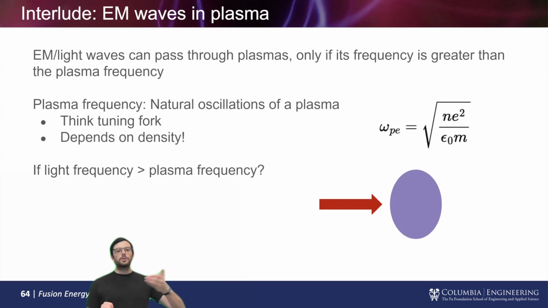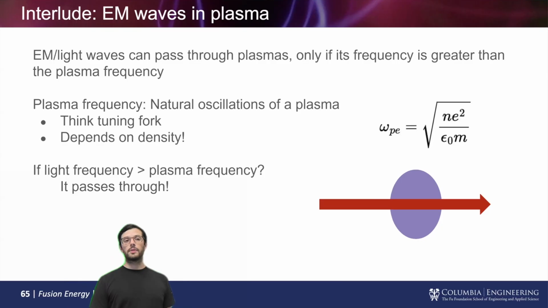So if the frequency of light is less than the plasma frequency, what do you think happens? If we have a bunch of photons, or you could think of it as a wave as well, incident on a blob of plasma, and the light frequency is less than the plasma frequency, what do you think will happen? So it'll go right through. It's low enough frequency that it's not really affected by the high frequency of the plasma, so it passes through as if it didn't know the plasma was there.